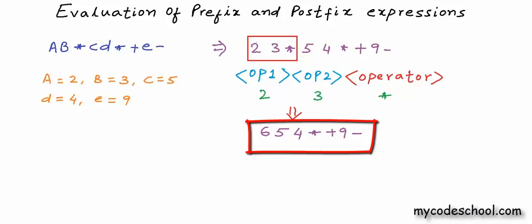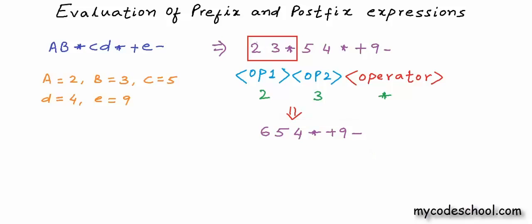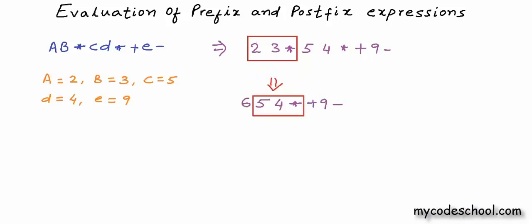Now we need to repeat this process till we are done with all the operators. Once again, we need to scan the expression from left to right and look for the first operator. If the expression is correct, it will be preceded by two values. So basically we need to look for first occurrence of this pattern, operand, operand, operator. So now we can reduce this. We have 6. And then we have 5 into 4, 20.